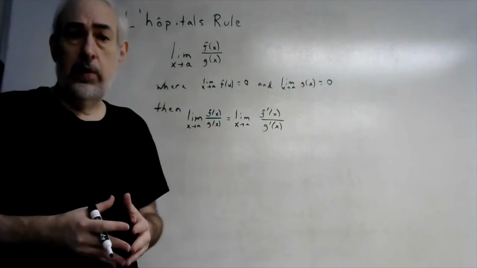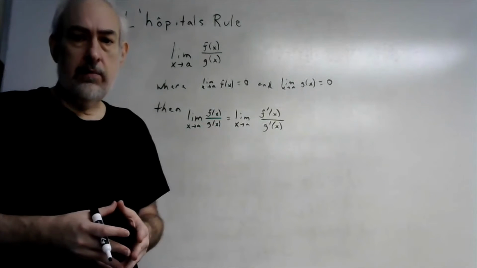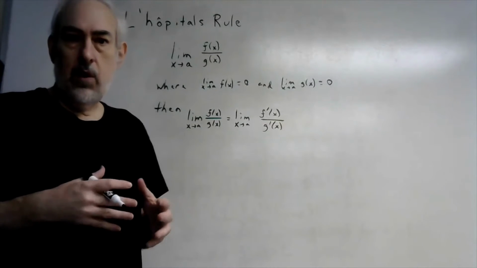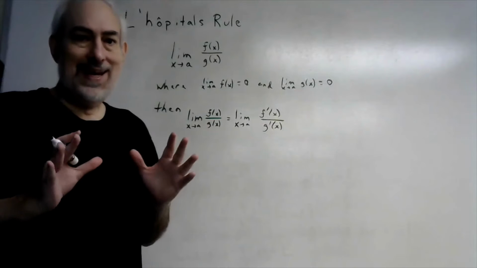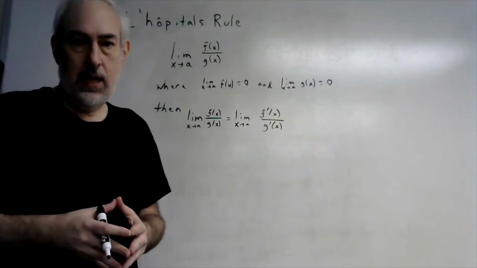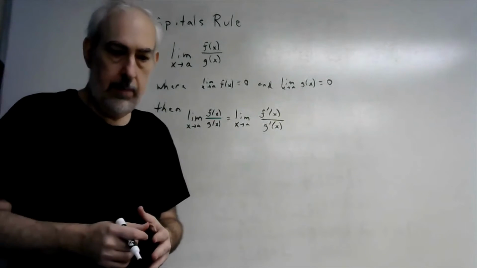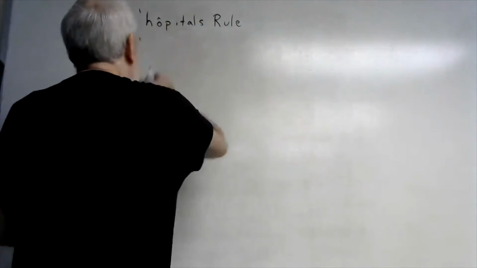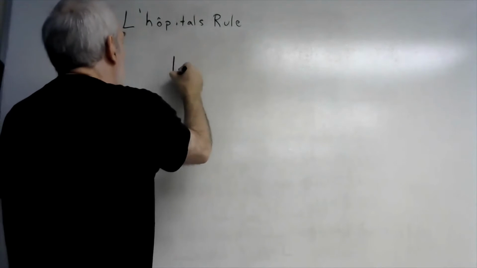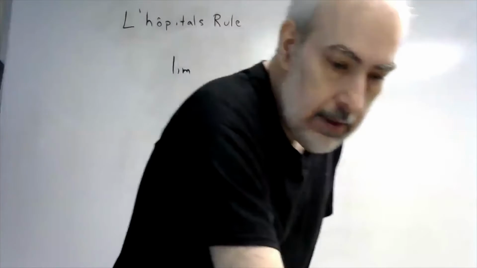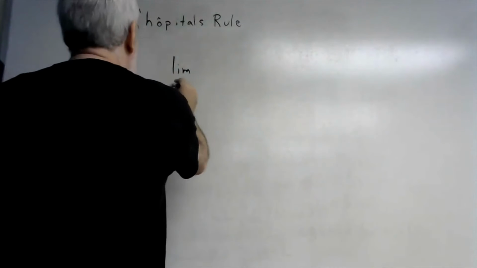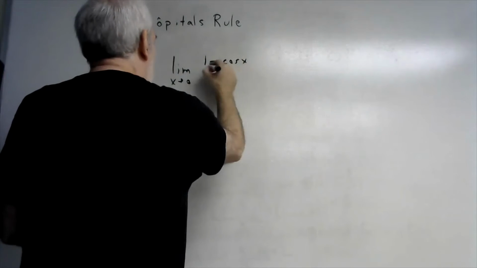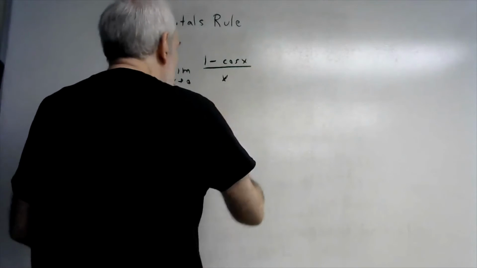This is a new tool that we can use so that we can find limits of 0 over 0 cases where we cannot simplify by any other means. So let's look at a couple of examples. Okay, so let's say that we're doing a limit as x approaches 0 of 1 minus cosine of x over x.